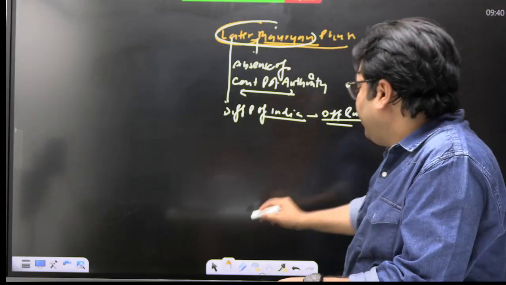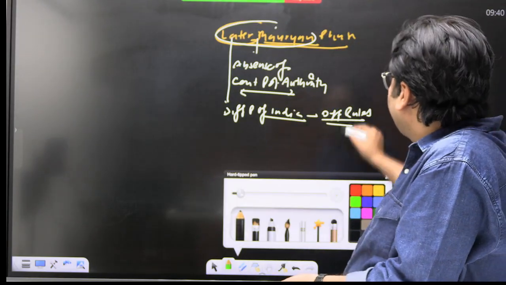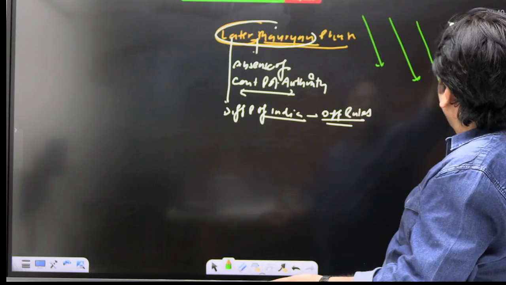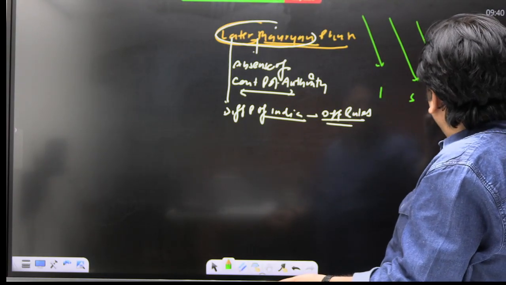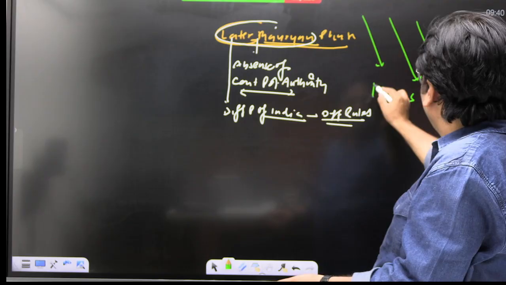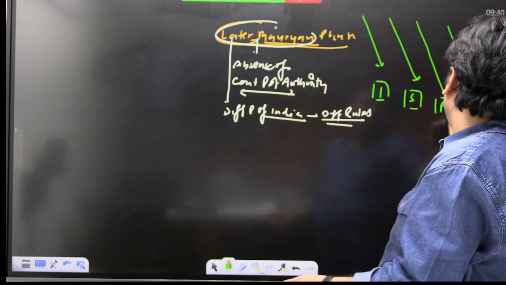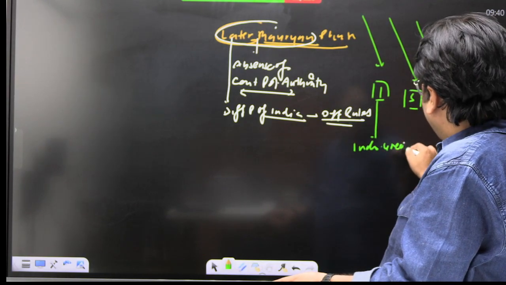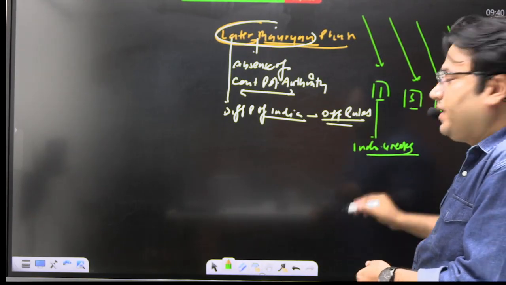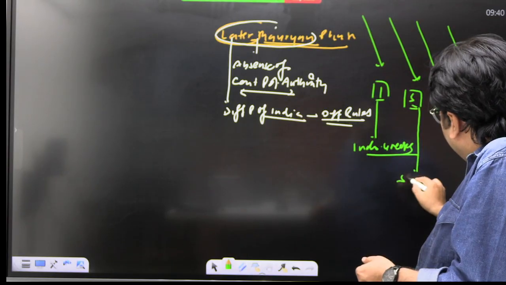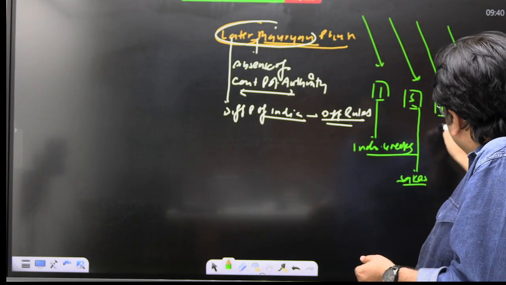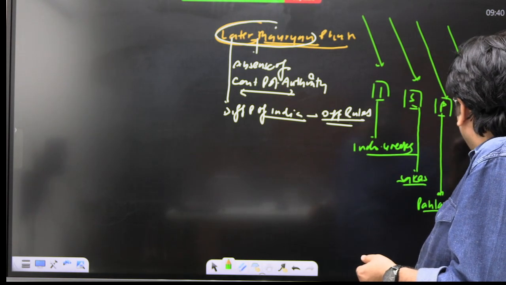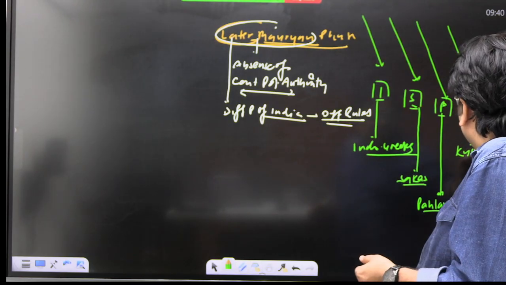So here we see external invasions. Since there is an absence of a central powerful authority, we see external invasions. Invasions of ISPK. What are these ISPK? So write this. I means Indo-Greeks. Again, it is in chronological order. S stands for Sakas, P stands for Pehlavas, and K stands for Kushanas.